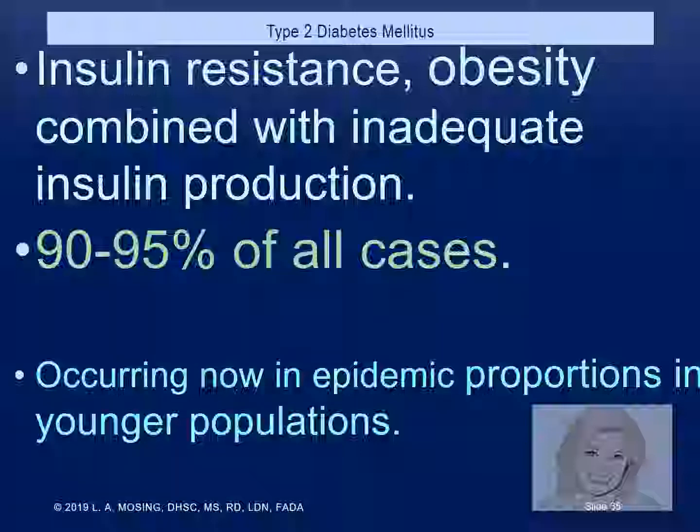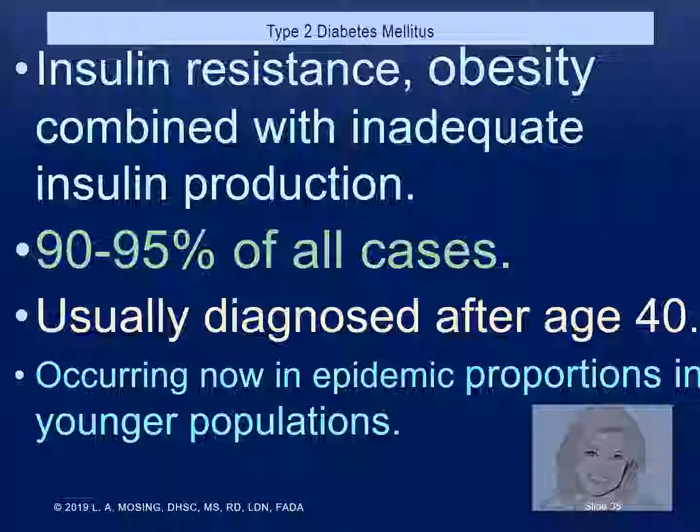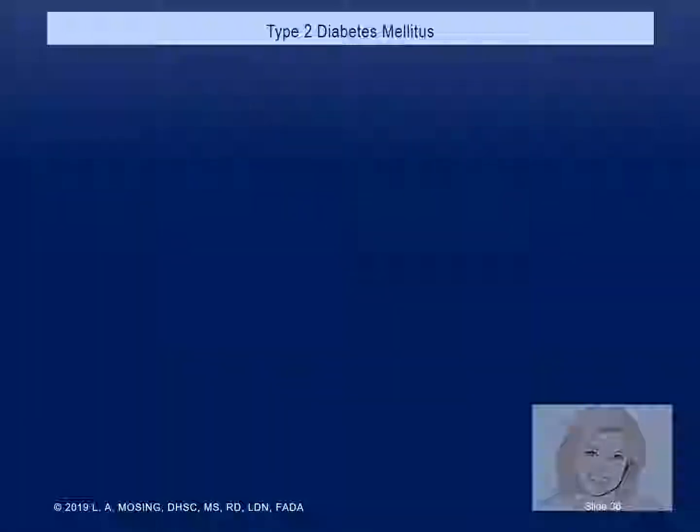That's most of the cases. Someone goes, oh, I have to go take my sugar pill. They're talking about the fact that they have type 2 diabetes. That's 90 to 95% of all cases. And a test question: the hallmark of type 2 is that it usually occurs after age 40. With type 1, it's usually in childhood or adolescence.